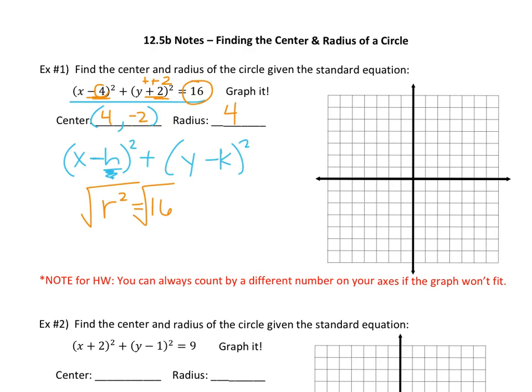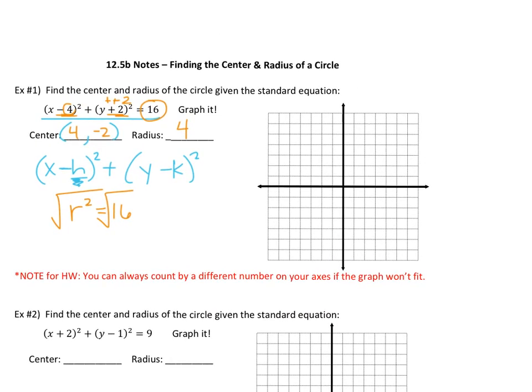And then what you do to graph it, your center is 4, 1, 2, 3, 4, negative 2. Okay, so there's our center. And then you just move a radius of 4 in every direction. So 1, 2, 3, 4 to the left, 1, 2, 3, 4 up, 1, 2, 3, 4 down, and 1, 2, 3, 4 to the right. And then you just freehand that circle.